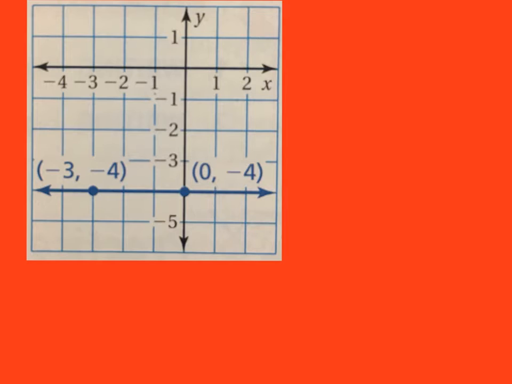Okay, so the last one that I want to talk to you about in this particular video is a graph that looks like this. Why don't you see if you can pause the video and see if you can figure this one out. This is actually number 2, where it gives you multiple choice, A, B, C, or D. See if you can figure this one out.